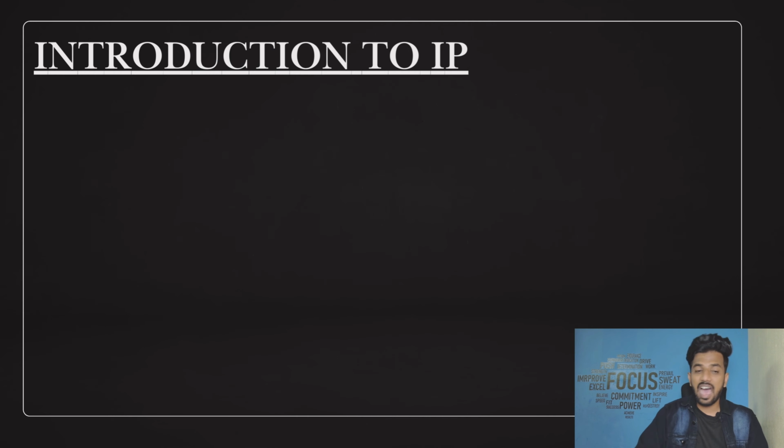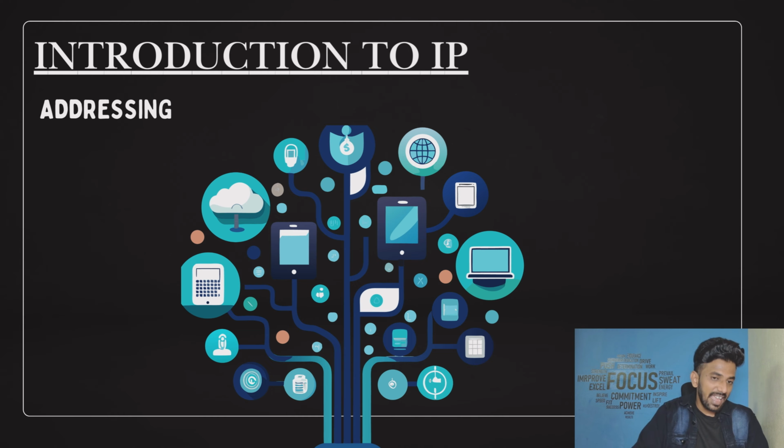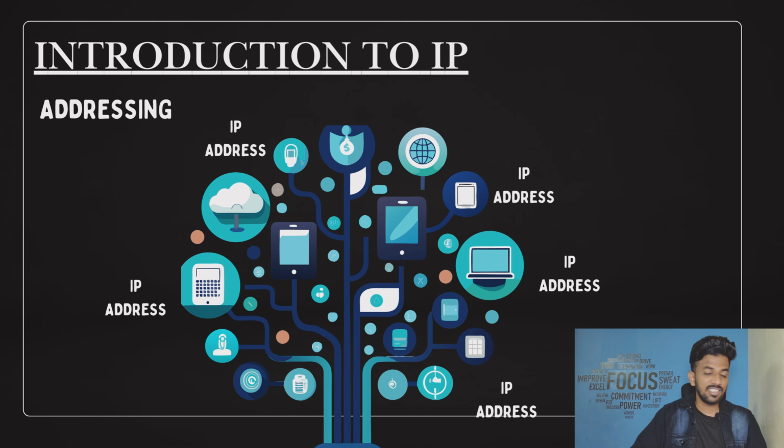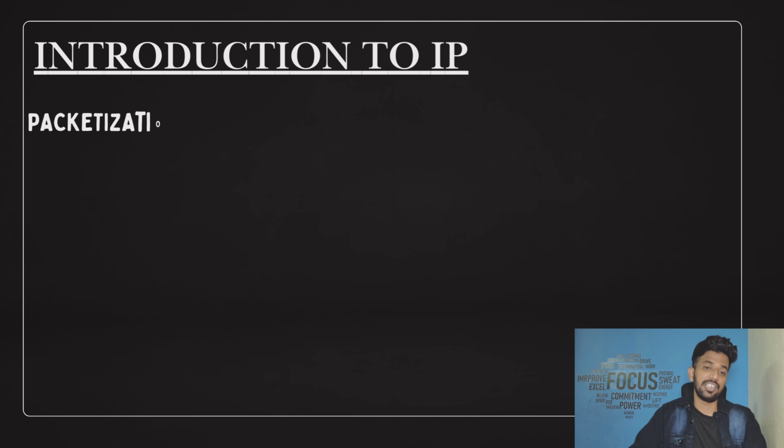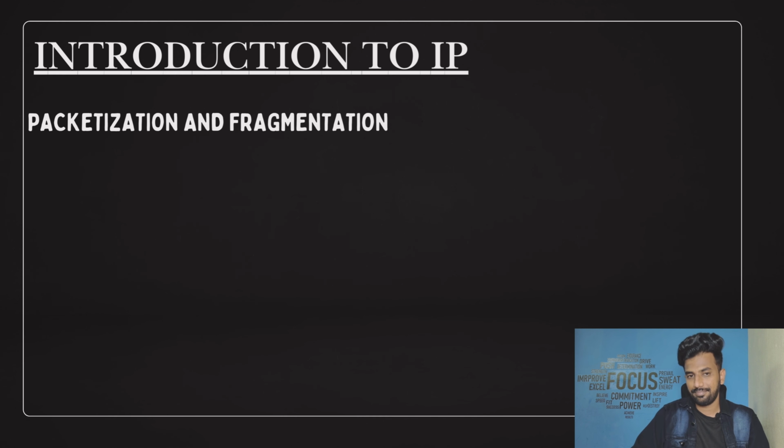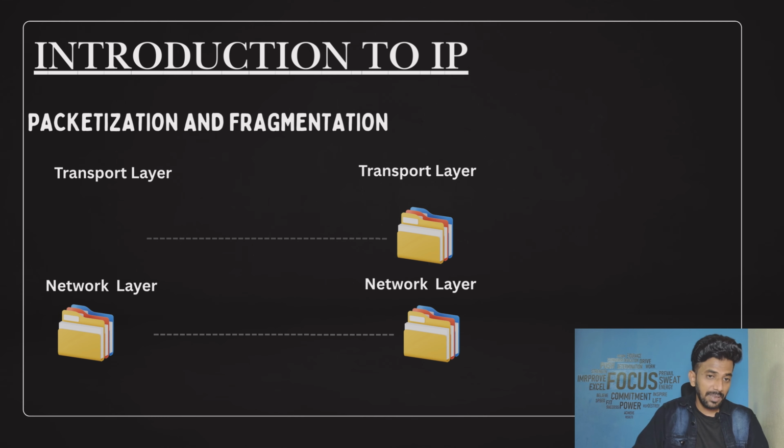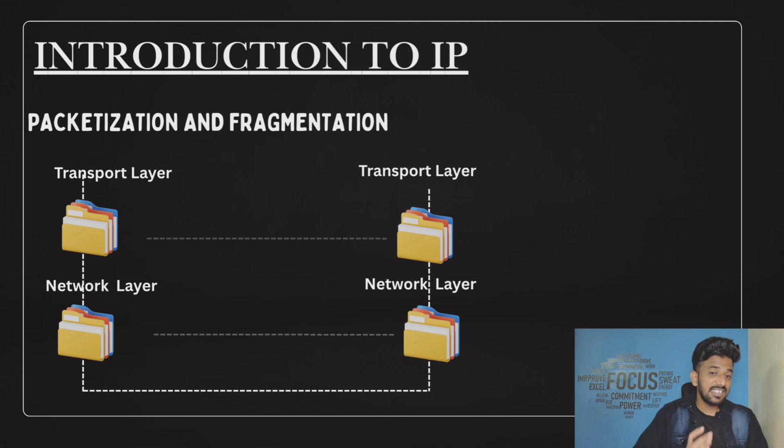The first thing is addressing. As we discussed earlier, each device in the network gets a unique IP address. Okay, this is one of the functions. The second function is packetization and fragmentation. What does it do? IP takes the data and breaks it into small chunks. The small chunks we call packets. If you remember, in TCP the data is divided into small segments. We call them segments in TCP. In IP, we call them packets.